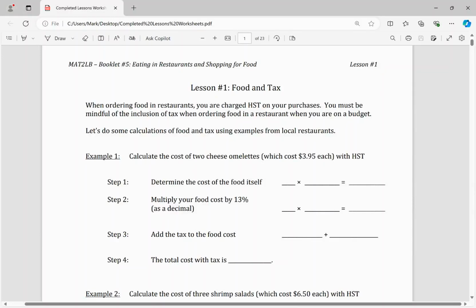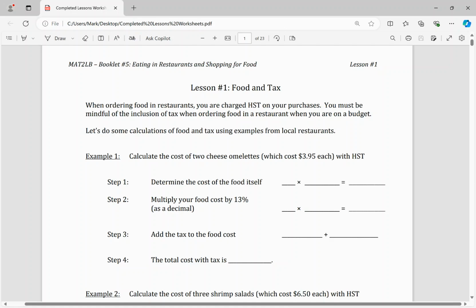Hello, everyone. Today we are going to be starting Booklet 5. This first lesson is on food and tax. Now, this is going to be one of the last booklets for dealing with money, taxes, discounts. Shortly after this booklet, we will be moving on to a different area of mathematics where we'll be starting fresh. Now, the first lesson focuses on purchasing food.